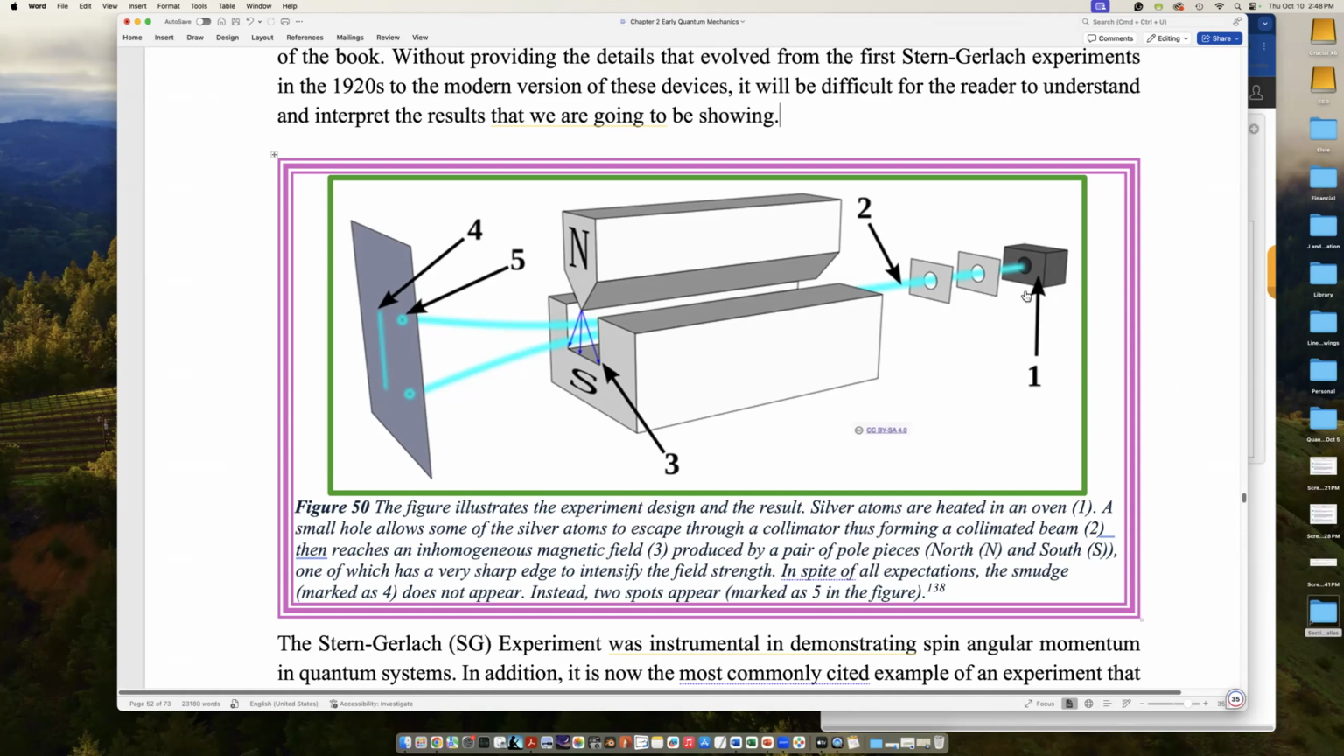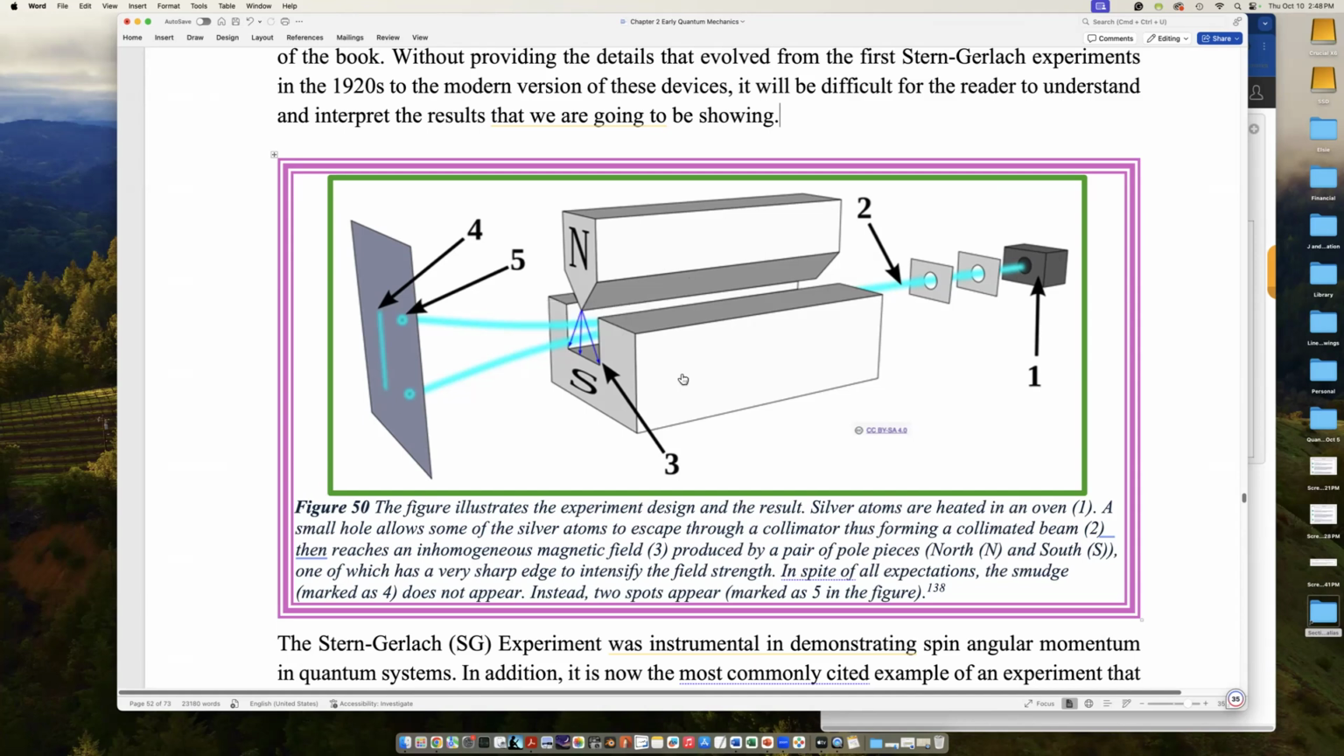Here's what they did. They had an oven, and they put silver in the oven, so that a beam of silver atoms came out. And we have a couple of collimators to make the beam clean and neat. And then they invented this brilliant arrangement of magnet poles. So they have a north pole. These are magnets. The north pole has a sharp point here, and the south pole is like a trough, and the beam goes through here.